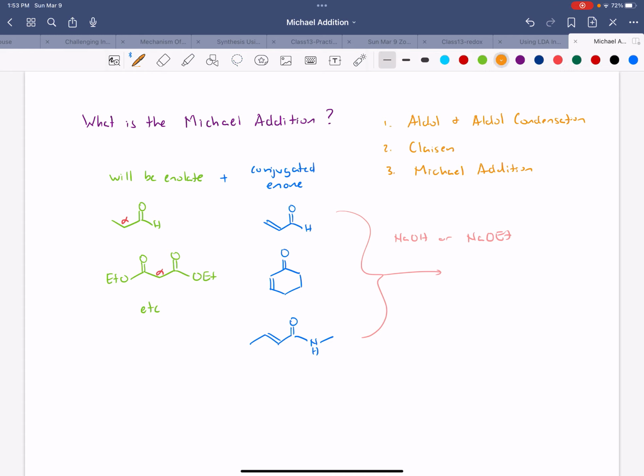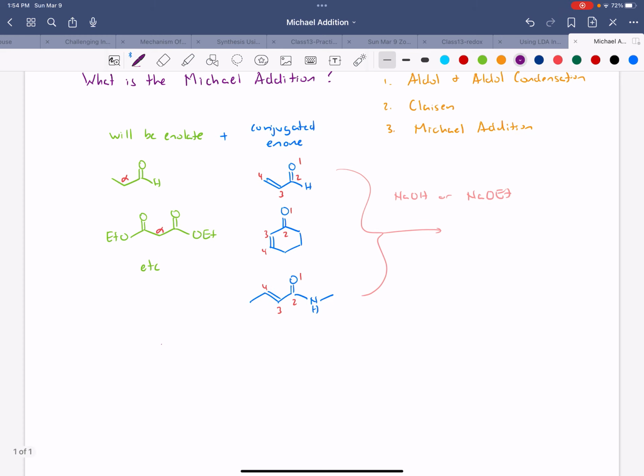Before I do that, this conjugated enone molecule has very unique properties where if you number from the oxygen all the four atoms that are sp2, 1, 2, 3, and 4, for the Michael addition, you attack the 4 position. So the Michael, and we'll see in the mechanism why this is the case, the Michael addition is a type of, it's called 1,4 addition.